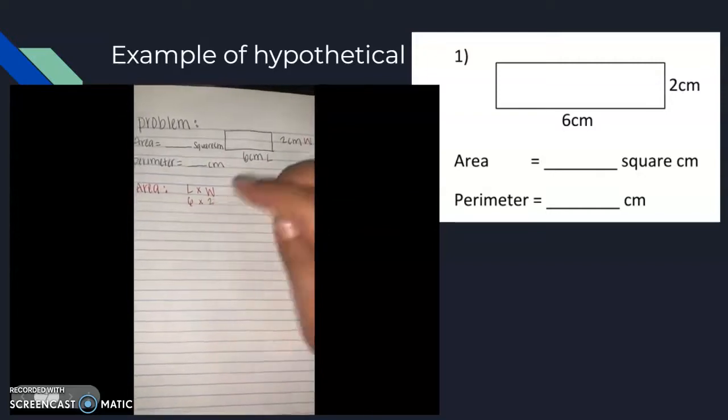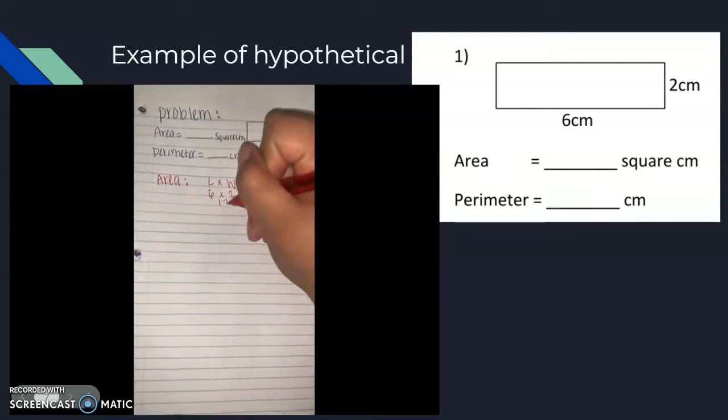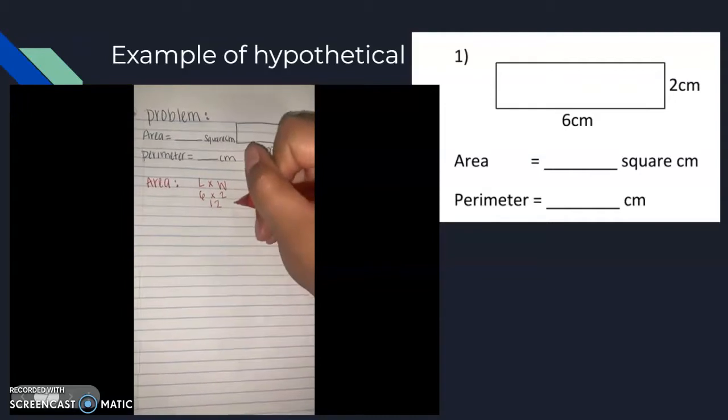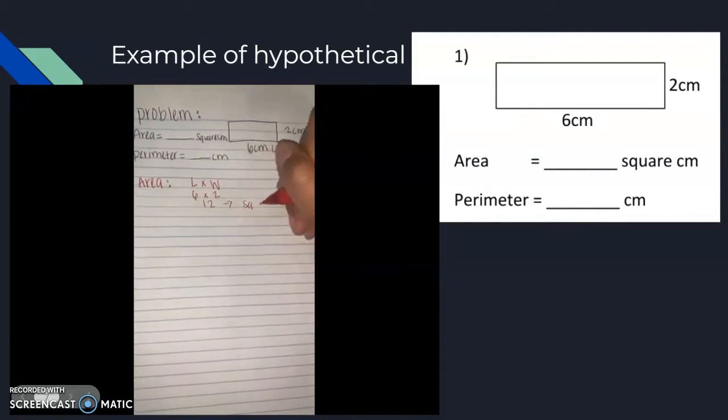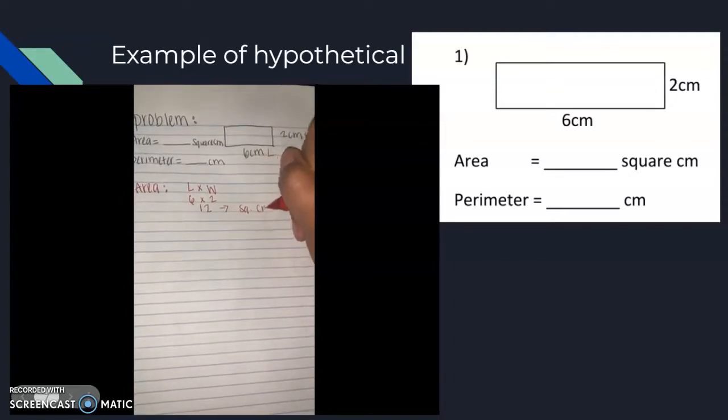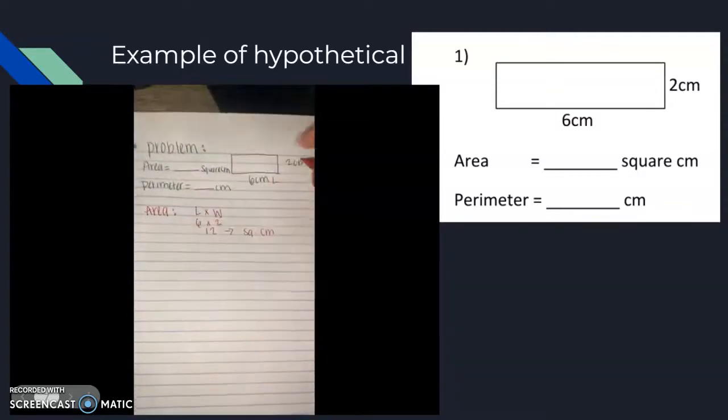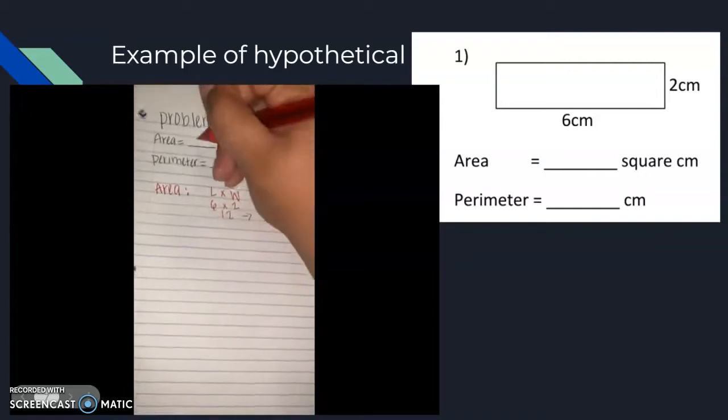And 6 times 2 equals 12. And that means it's going to equal 12 square centimeters. I'm going to write it down. So I'm going to write it down right there on the line.